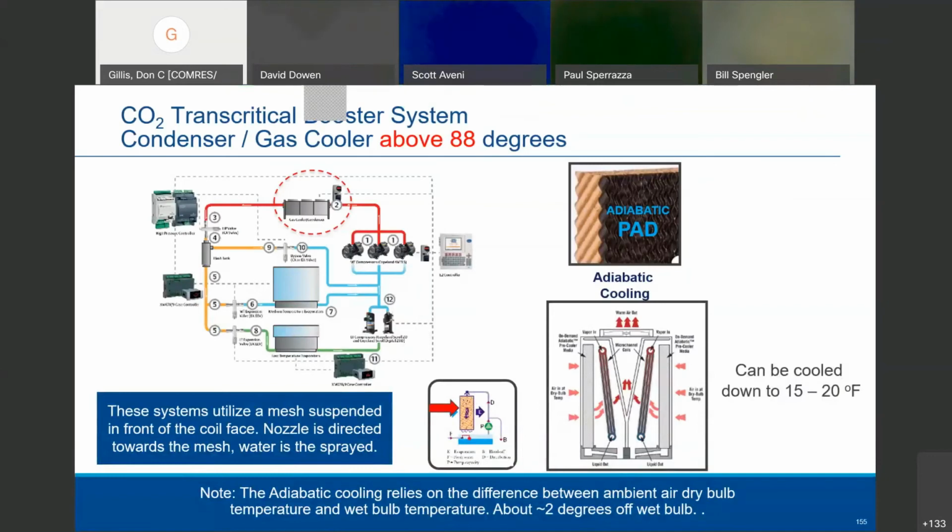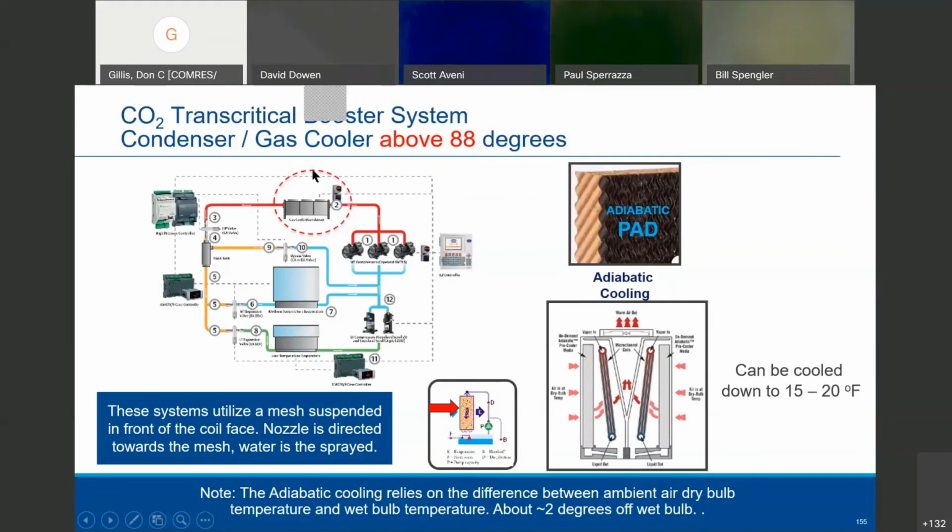So what the adiabatic is doing is running these panels on the outside with water, and I actually put an actual system in one of those slides last night to give you a better visual. These systems utilize a mesh suspended in front of the coil or the condenser face. Possibly a nozzle is used to direct it towards the mesh. Water is sprayed. There's several different designs, okay?